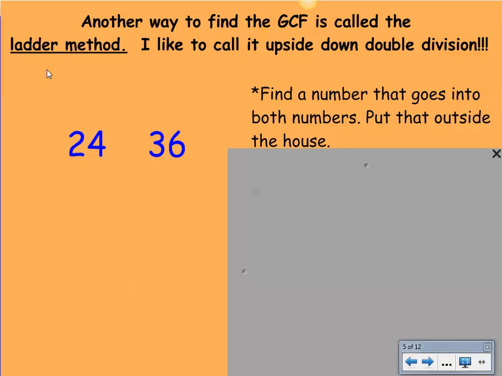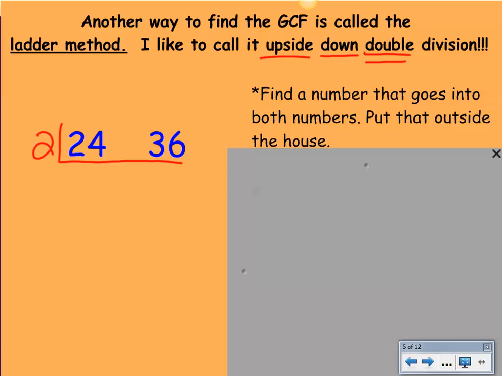So what I would like you to do is, you should have written down 24 and 36 on your paper. Let's put a box just like that around 24 and 36. Right now it looks like an upside down division box that is going around two numbers. Hence why I call it upside down double division, because we're going to be doing two numbers. So what's the number that can go into both 36 and 24? When I think about these numbers, I know that they're both even, so I'm going to put that 2 can go into both of them.